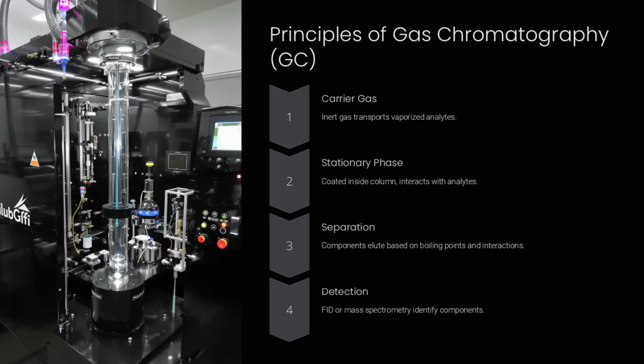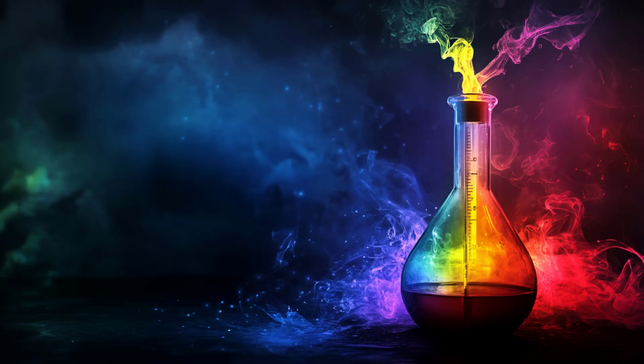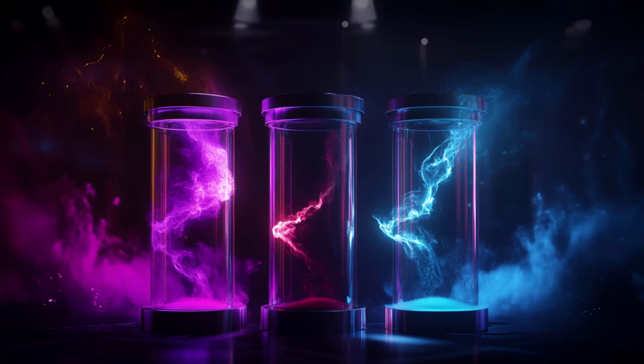Gas chromatography uses an inert carrier gas, such as helium or nitrogen, as the mobile phase to transport vaporized analytes through a stationary phase coated along the interior of a long, thin column. The stationary phase is often a liquid polymer or solid material that interacts selectively with the analytes based on their chemical properties. As the analytes travel through the column, components with lower boiling points or weaker interactions with the stationary phase exit first, while those with higher boiling points or stronger interactions take longer. This results in the separation of the mixture.